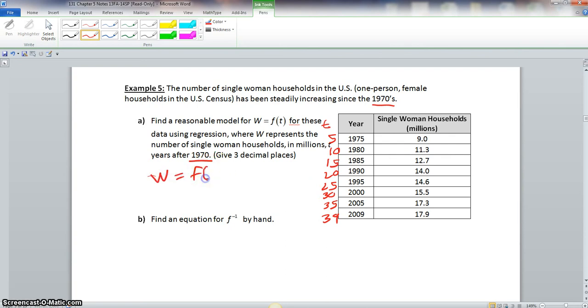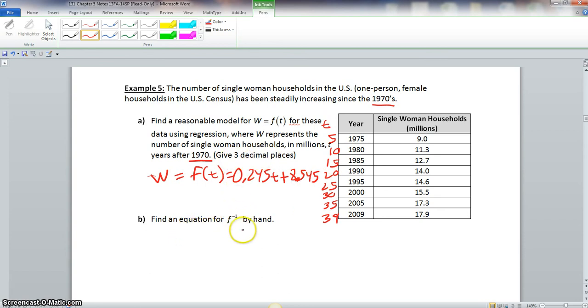We would end up with W is equal to F of T is equal to 0.245 T plus 8.545. Now remember, we're only rounding to 3 decimal places. And remember, this is a decimal, 8.545.